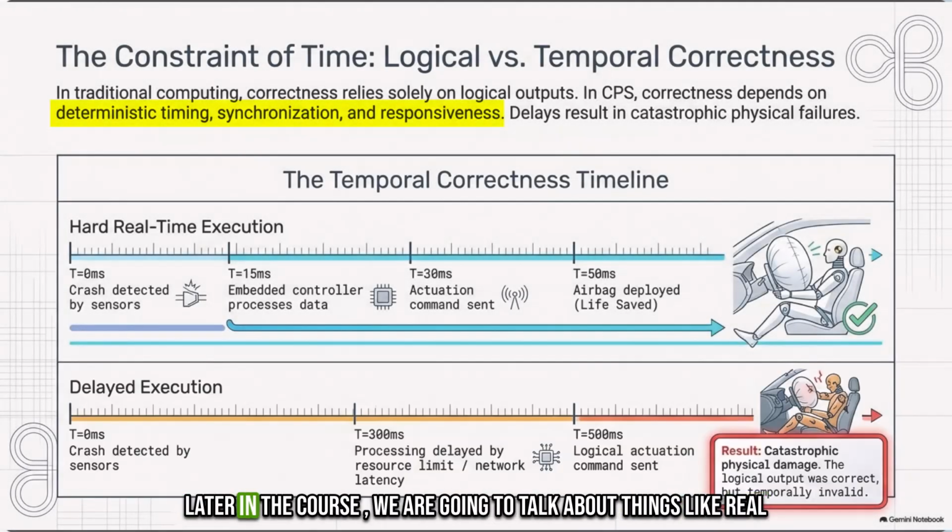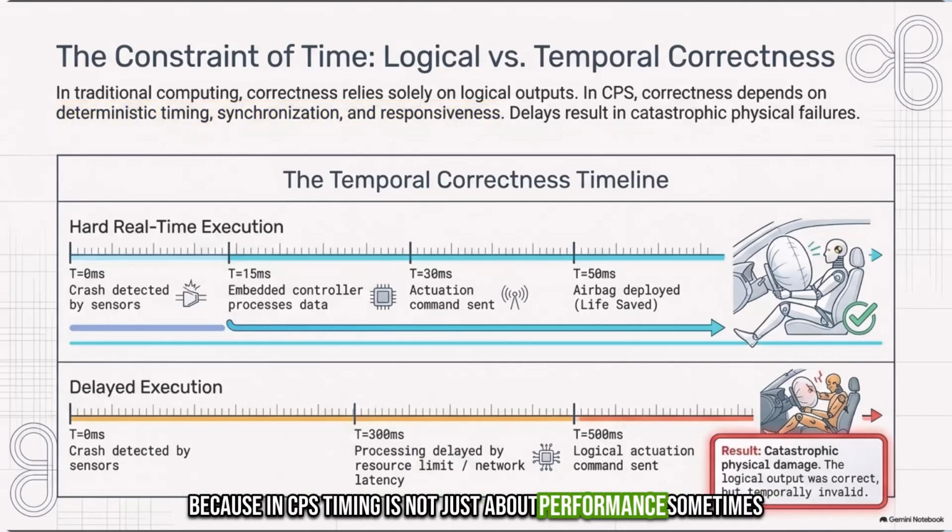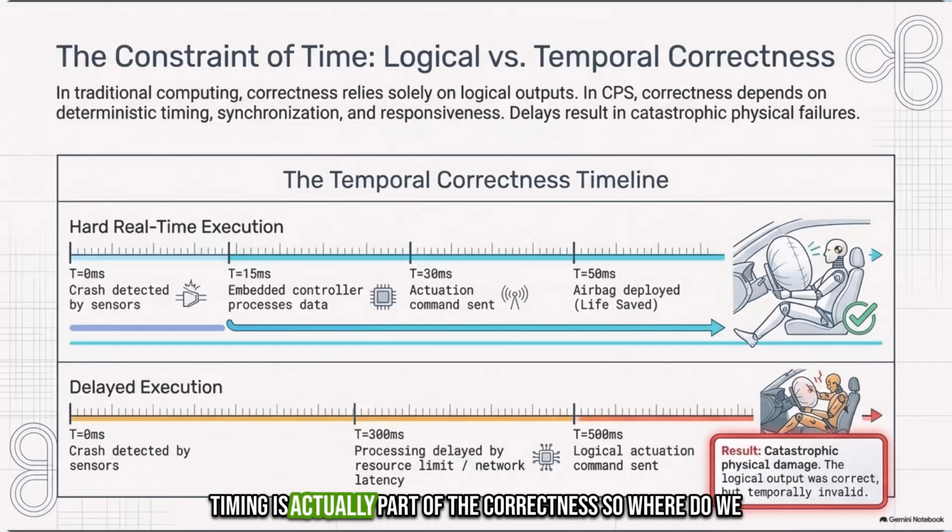That's why later in the course, we are going to talk about things like real-time systems, deadlines, latency, scheduling, and synchronization. Because in CPS, timing is not just about performance. Sometimes timing is actually part of the correctness.